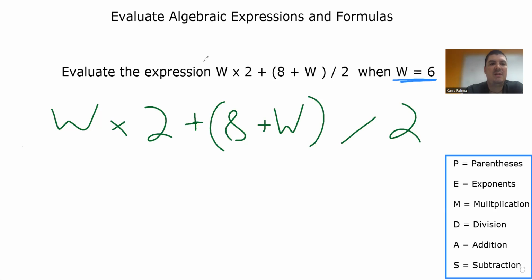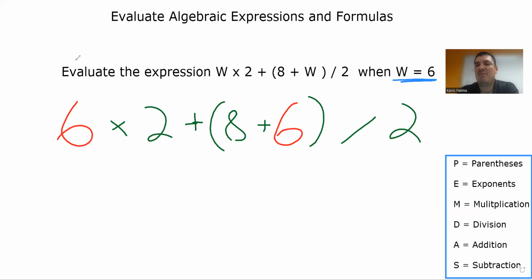So ready? W times 2, I'm going to replace that with 6. And then 8 plus w, I'm going to replace the w again with 6. So now that I've replaced all my variables, now I just solve. Now remember, you need to follow your order of operations. So looking at my equation, I see that parentheses come first. So 8 plus 6 is 14.